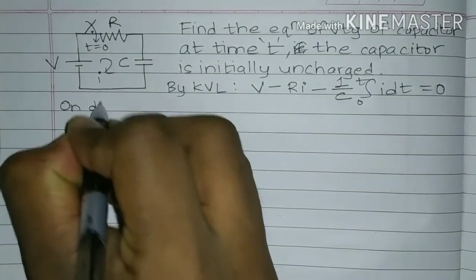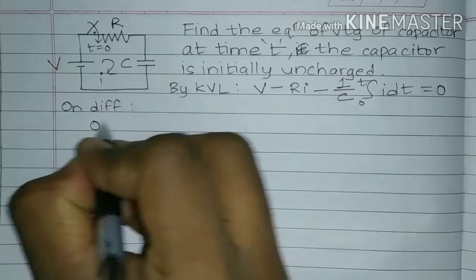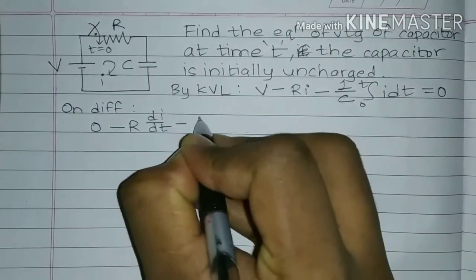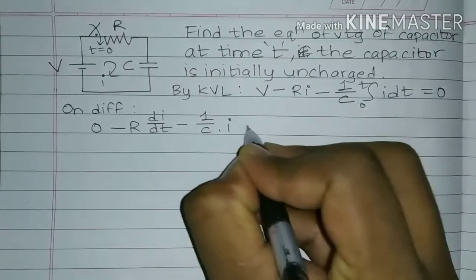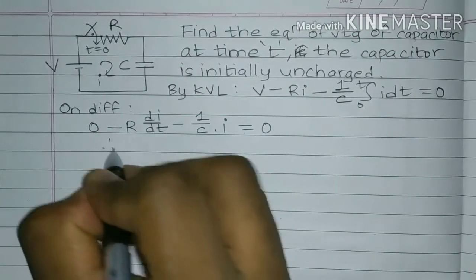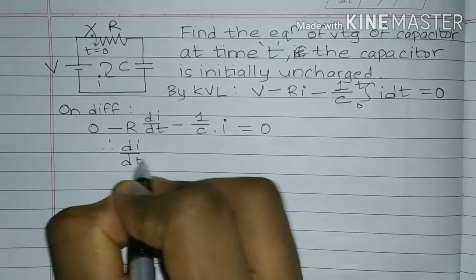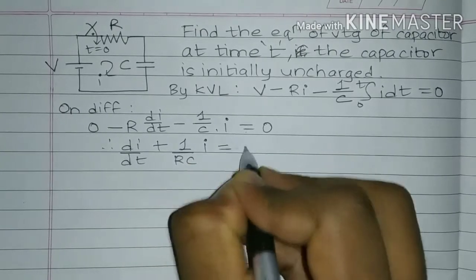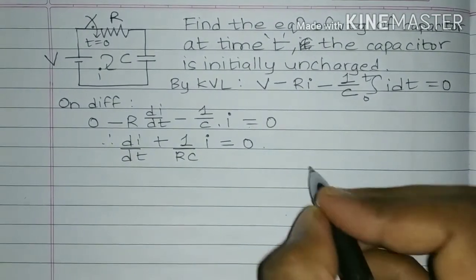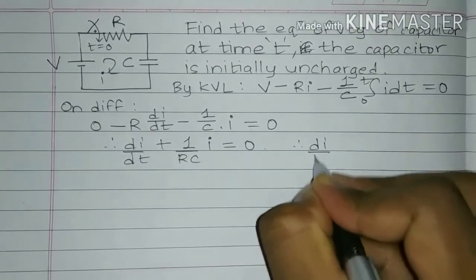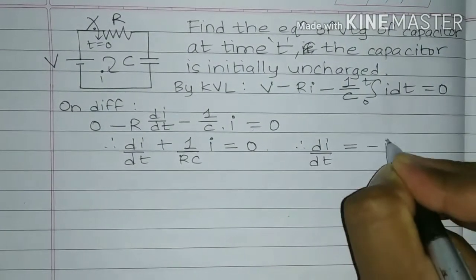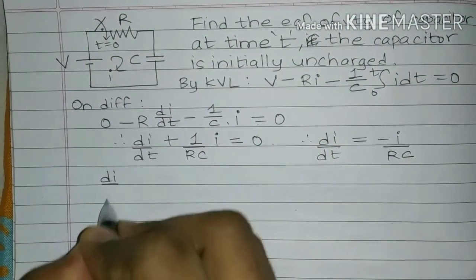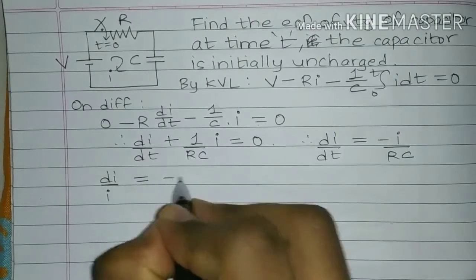On differentiating the above equation, 0 minus R di by dt minus 1 upon C into I is equal to 0. Therefore, di by dt plus 1 upon RC into I is equal to 0. Therefore, di upon dt is equal to minus I upon RC. Therefore, di upon I is equal to minus dt upon RC.